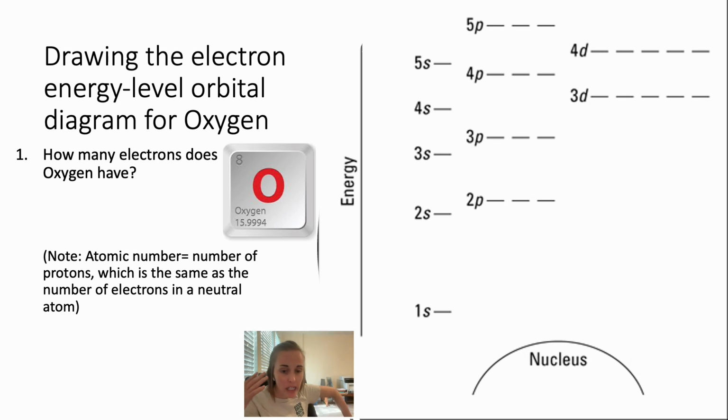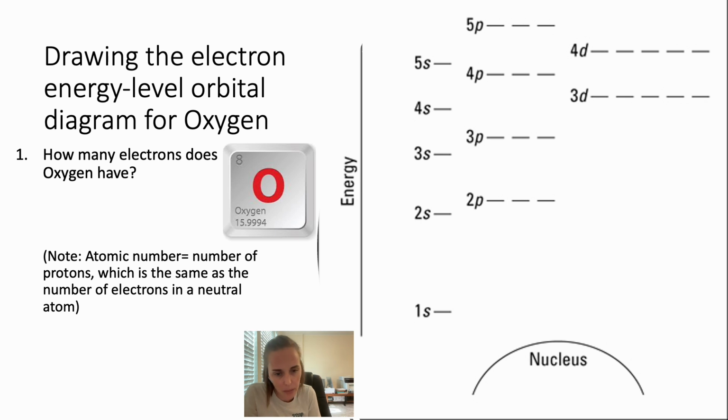Okay, so we are going to actually attempt to draw the electron energy level orbital diagram for oxygen. So first, how many electrons does oxygen have? We need to know how many electrons it has because this whole thing is about electrons.